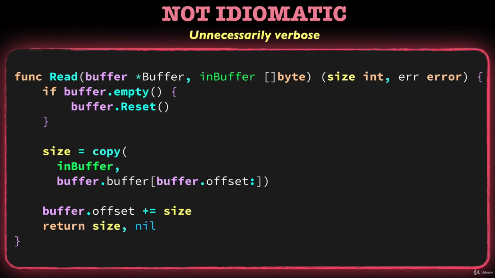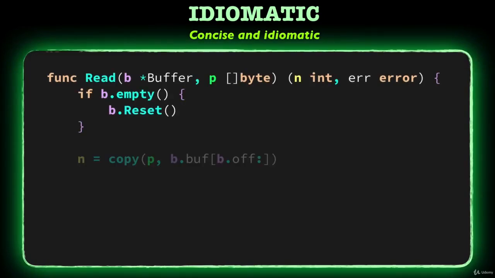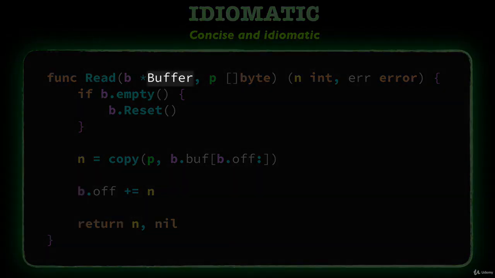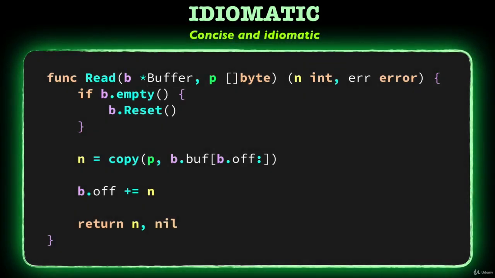Now let's take a look at its original version. This code is very concise and idiomatic, and it's easy to understand and maintain. By the way, this code is from the standard library's bytes buffer package. It's a very popular package, by the way. Alright, let's analyze this code.